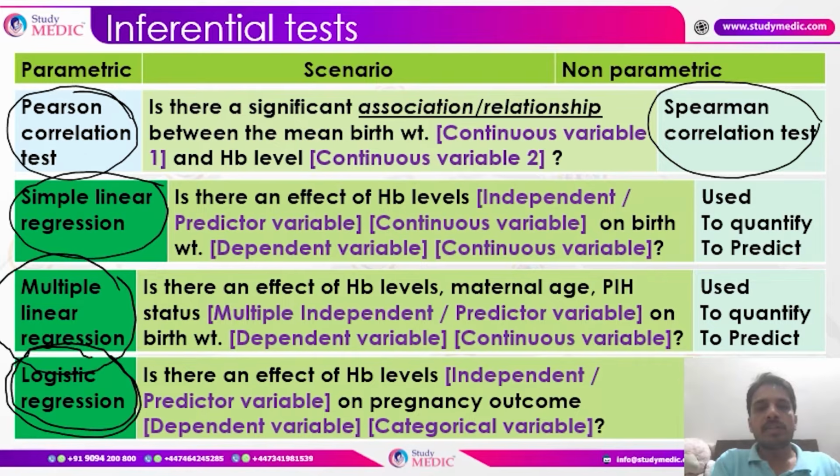So to find the strength and direction of the association between two continuous variables, we use Pearson correlation. The alternative is the Spearman correlation. To find or predict the effect of one continuous variable on the other, simple linear regression. To find the effect of multiple independent predictor variables on the continuous variable, multiple linear regression. To find the effect of predictor variables on the categorical variable, logistic regression.